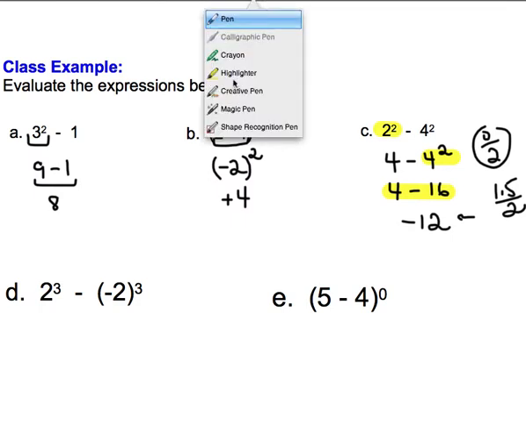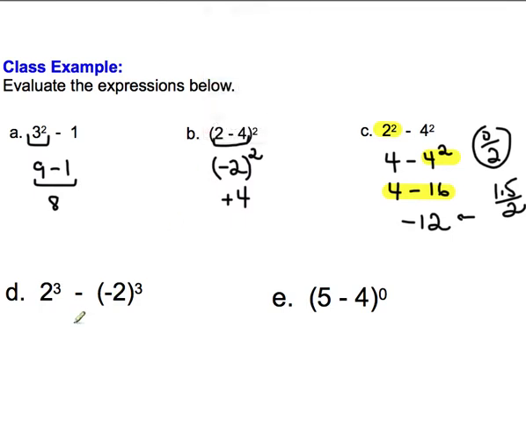So I'm going to try the highlighter method again, and I'm going to do both my powers in the same step. Sorry, my throat's a little sore today. So 2 to the power of 3 is equal to 8 minus negative 2 to the power of 3. Now, the negative is in the brackets. So that's like saying negative 2 times negative 2 times negative 2. And I'm going to get negative 8.